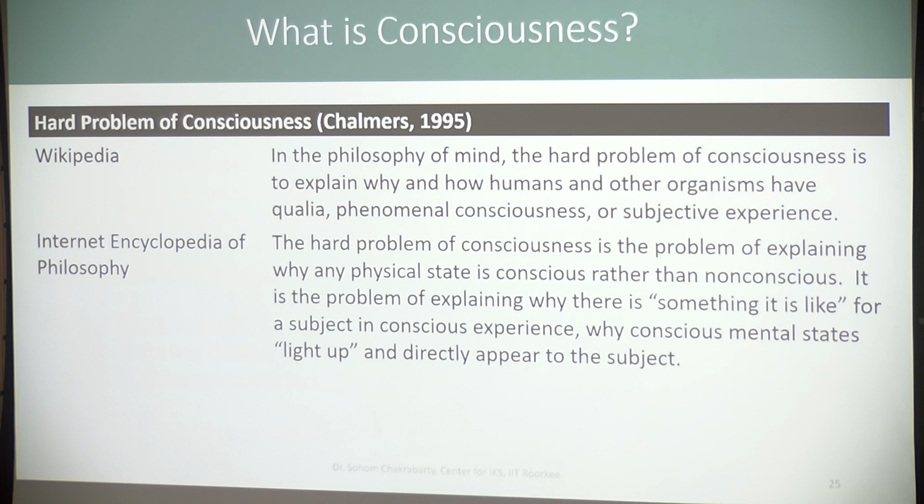So Chalmers proposed what is called the hard problem of consciousness, which is the central thing that needs to be resolved in the science of consciousness. Wikipedia and the Internet Encyclopedia of Philosophy state that in the philosophy of mind, the hard problem of consciousness is to explain why and how humans and other organisms have qualia. Why the qualia happens, how the qualia happens, why and how phenomenal consciousness, subjective experience happens. That is the hard problem of consciousness.